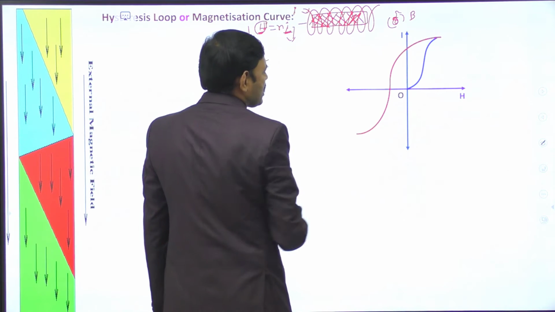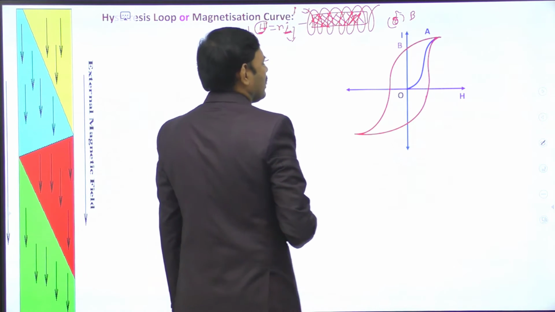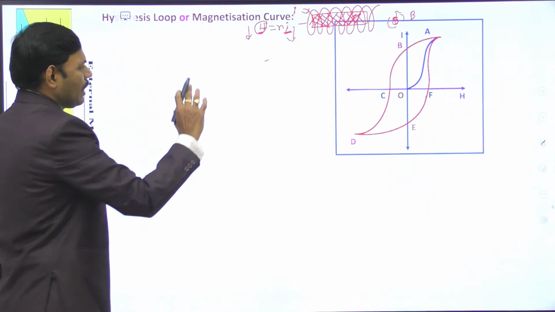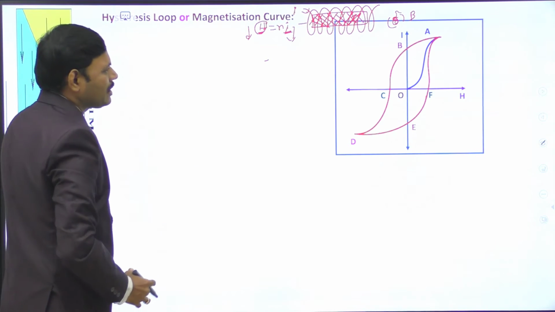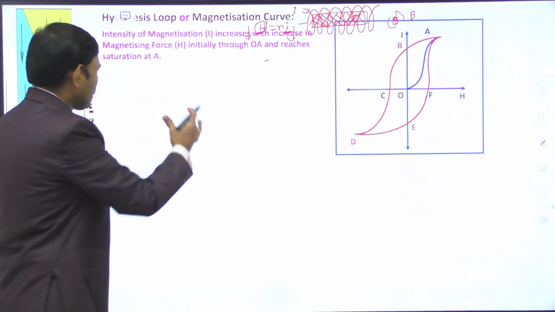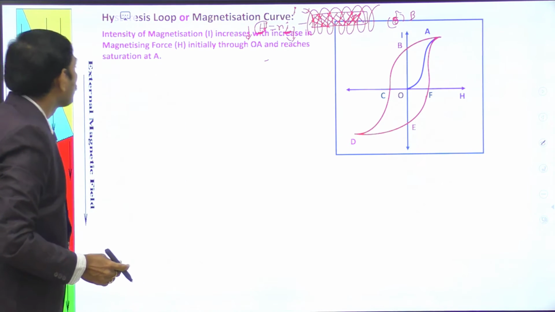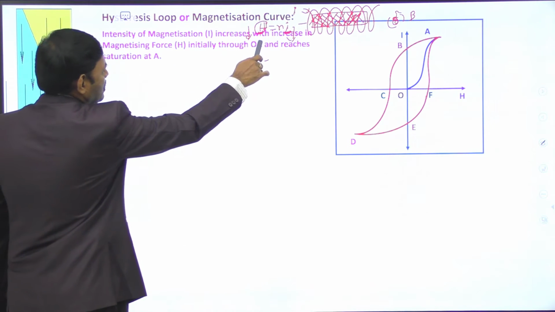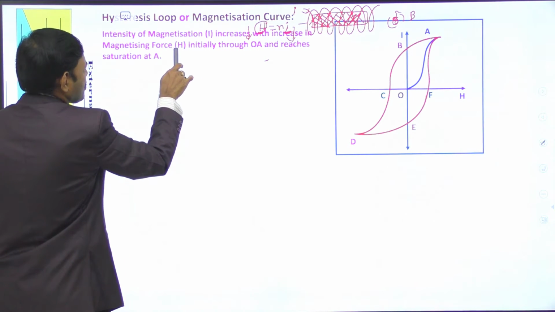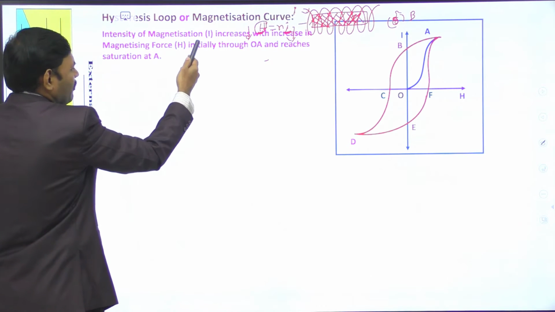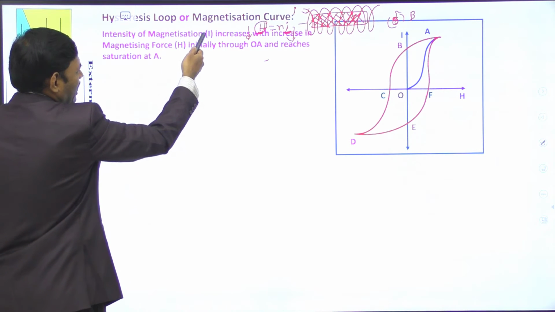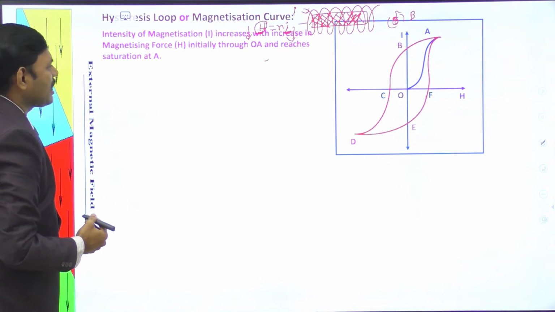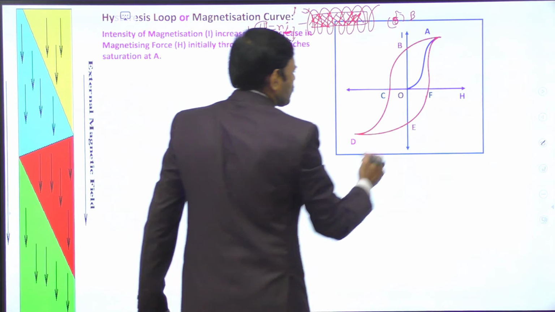I will explain the shape more clearly. Okay, this is the shape. Let me describe the change of I with H step by step. Let this be the first step. The intensity of magnetization, I, increases with increasing magnetizing force. That is a known thing for a ferromagnetic material. I increases with H initially through OA and reaches saturation at A. So that's what I explained already.